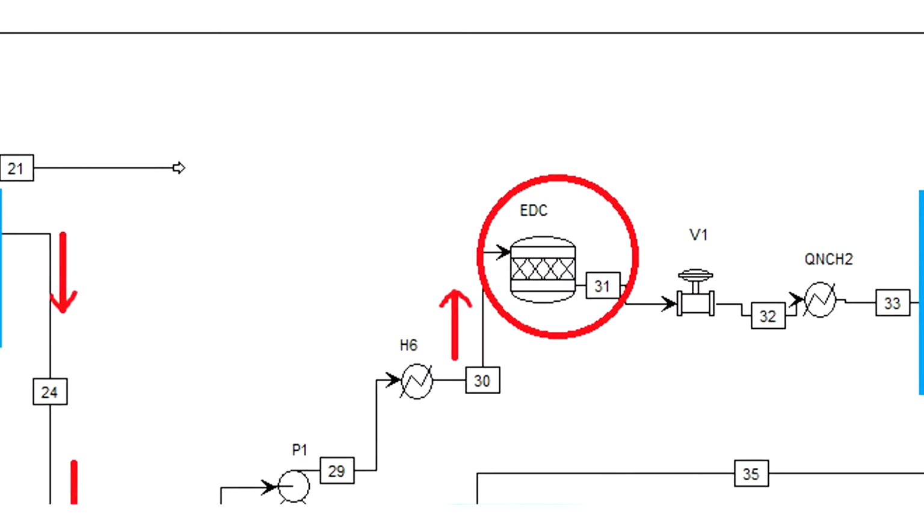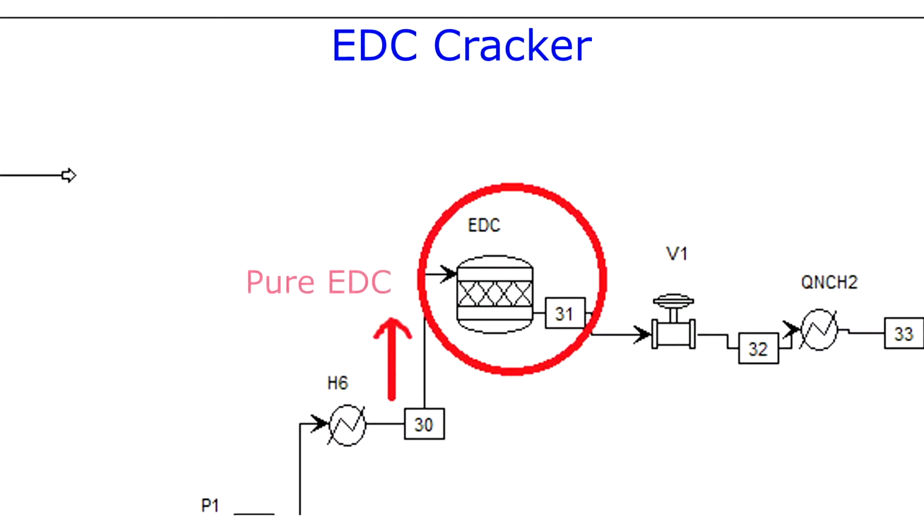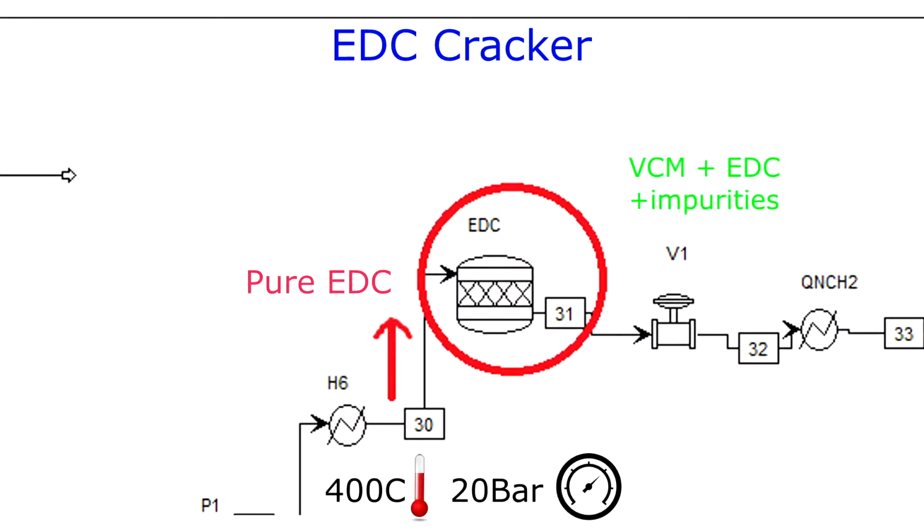For EDC pyrolysis, conversion of EDC to VCM is maintained at 54%, yielding a high selectivity of EDC to VCM at 100%, importantly restricting impurity production, which reduces coke formation.